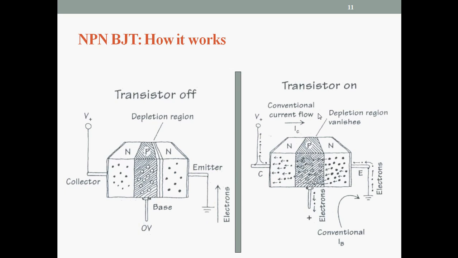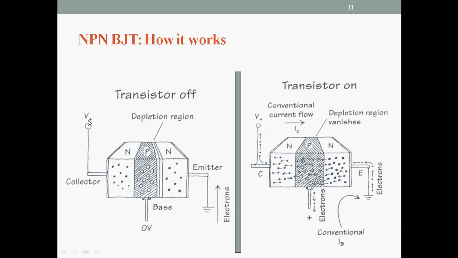NPN BJT transistor. How this will work we will see here. First, when the transistor is in the off state. We can see from the diagram, for an NPN transistor, electrons are the majority carriers, and for the P region, holes are the majority carriers. Again in the N region, electrons are the majority carriers.